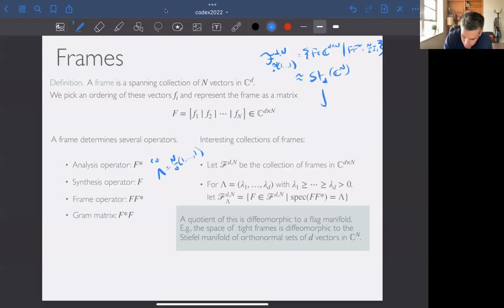If I take a quotient by U(d) acting by right multiplication on the Stiefel manifold, I get what's called the Grassmannian. This is the set of d-planes in complex n-dimensional space, and that is an example of a flag manifold. This is more generally true, and I get other types of flag manifolds if I specify other types of spectra.